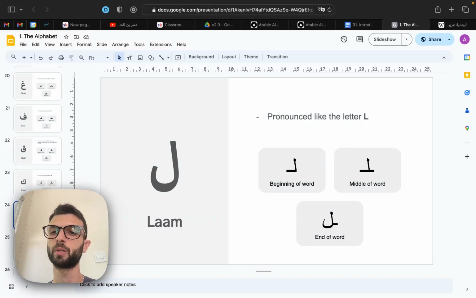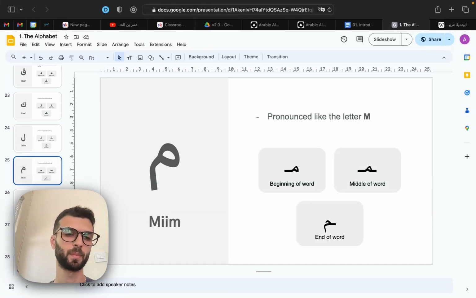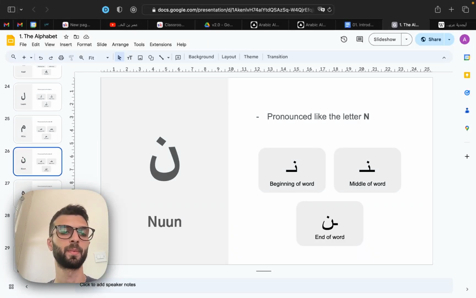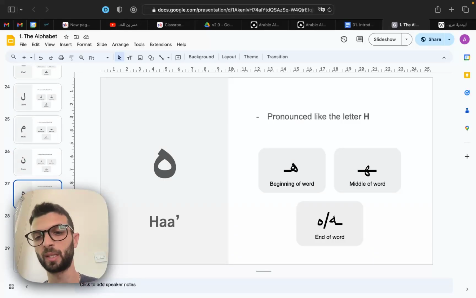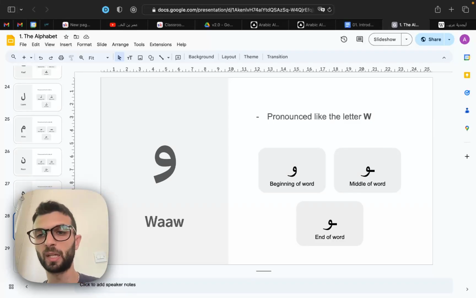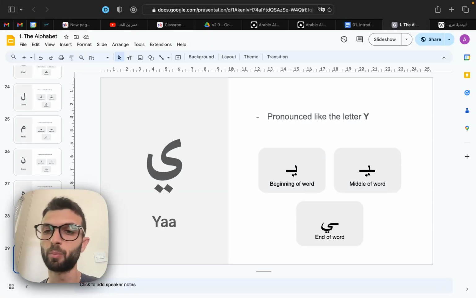Next is Lam, pronounced like the letter L. Mim, pronounced like the letter M. Noon, pronounced like the letter N. Ha, pronounced like the letter H. Waw, pronounced like the letter W. Wa. And Ya, pronounced like the letter Y.